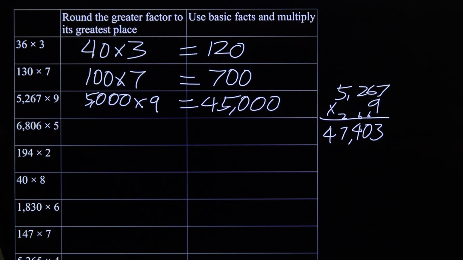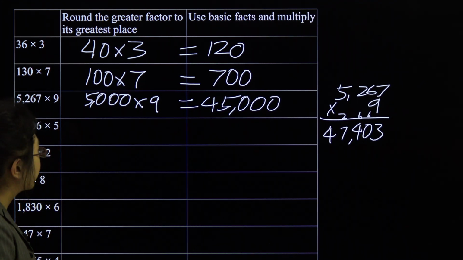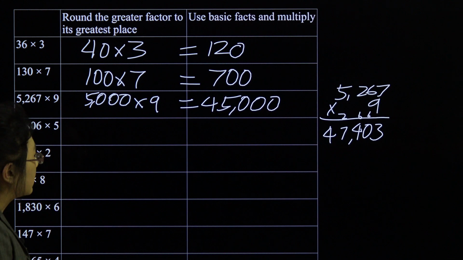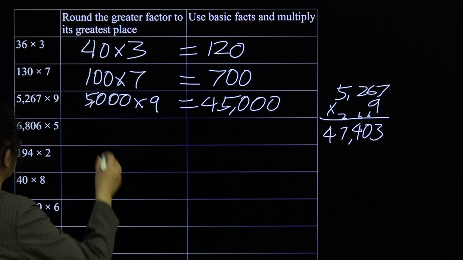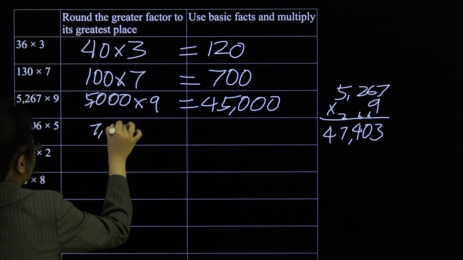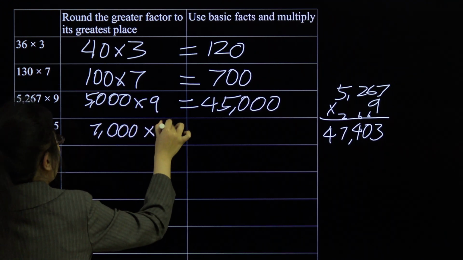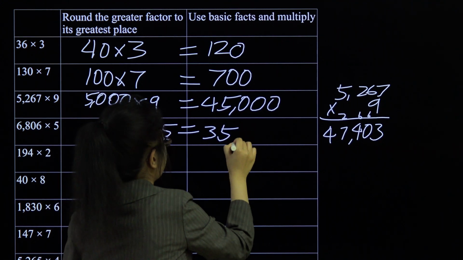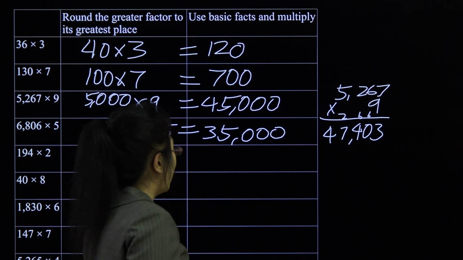6,806 times 5. It's pretty obvious which one's the greater factor here. So the greatest place is, again, the thousands place. So we look at the hundreds place for rounding, and we get 8. You usually round 8 up. You actually always round 8 up, but you get 7,000 times 5, which is equal to 7 times 5, 35. You add on the 3 zeros, 35,000.